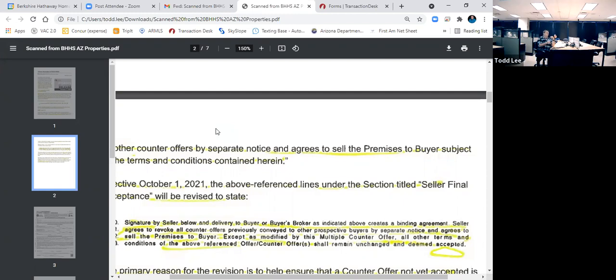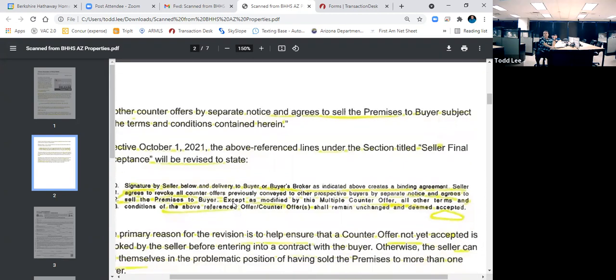So the difference between those two is that before it just said, yes, we're agreeing to sell the property to you, and that you're going to notify the other ones. This one specifically states in there that the seller is accepting your offer and that they are going to notify all the other parties that their offer has been rejected and that yours is the one that's being accepted.